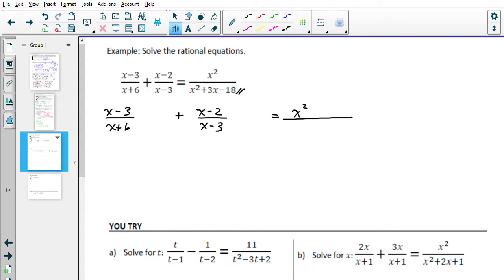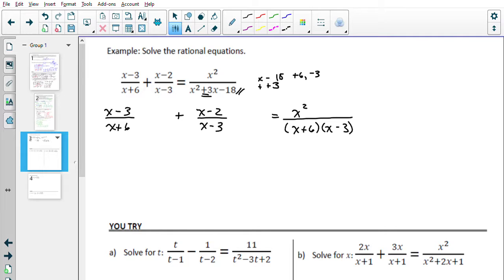What two numbers multiply to give negative 18, and add to give positive 3? Okay, so those numbers would be positive 6 and negative 3. So when I factor this now, I would have x plus 6 and x minus 3.